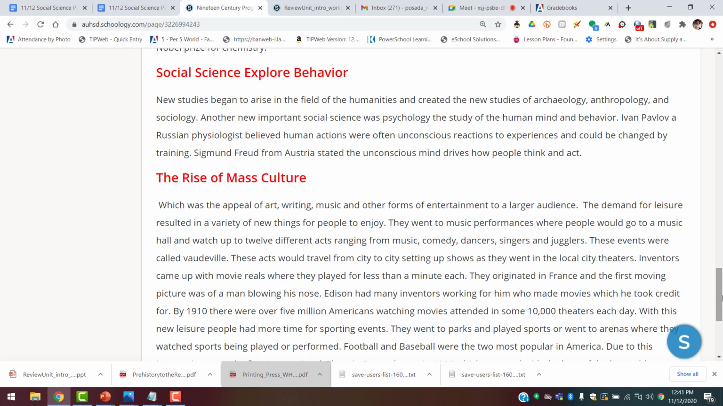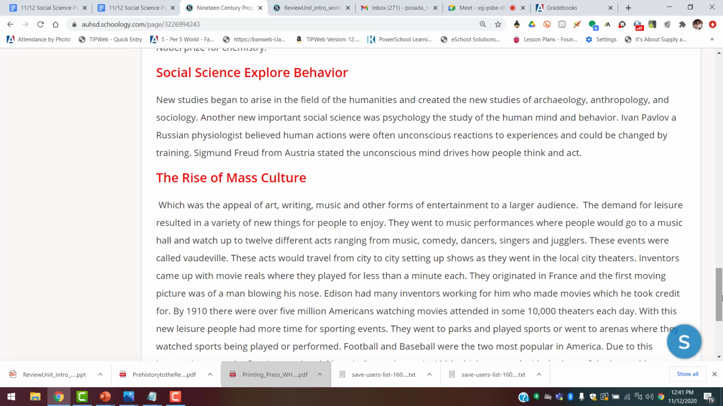Ivan Pavlov, a Russian physiologist, believed human actions were often unconscious reactions to experiences and could be changed by training. Sigmund Freud from Austria stated the unconscious mind drives how people think and act. And Freud is going to come up with these theories of who you are, the id, the ego, the superego. We as individuals are going to be trying to make our needs met, and so we are going to be looking at these different characteristics of the human being.